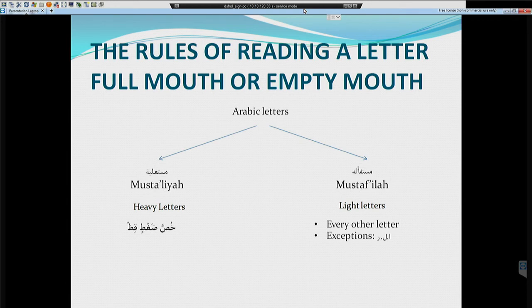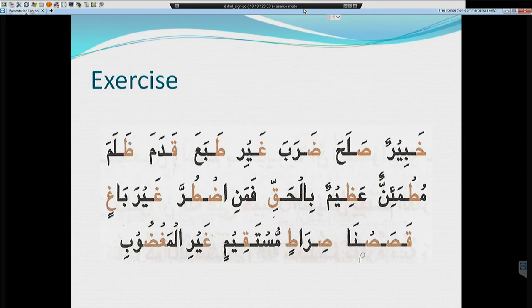This is just a little chart that was originally full of words. I wanted to make it a little bit easier to understand, so we can make this chart in our mind as well. These are just examples of those letters, these are the musta'liya letters. So if everyone can repeat after me.